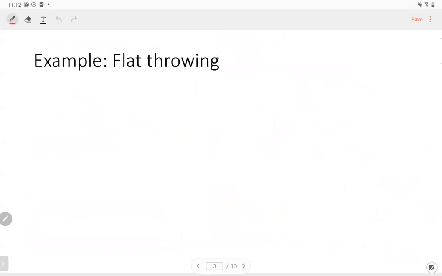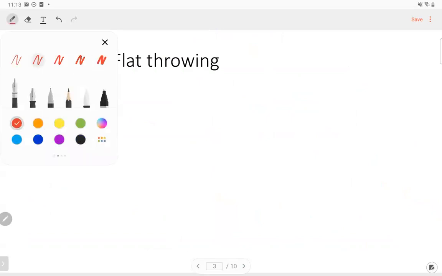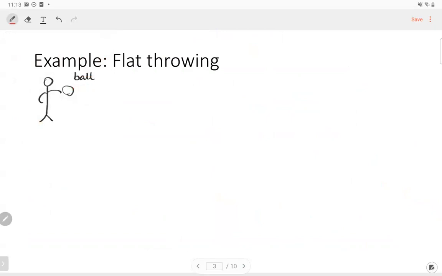For example, if I have a flat throwing motion, for example, there's a person throwing a ball. And this ball is going to move at the beginning with the initial velocity in the x direction. Okay, this is at time equal to zero. But when this ball is thrown away, the trajectory will be parabolic until it hits the ground. This is the ground. Okay. Let's take a look.